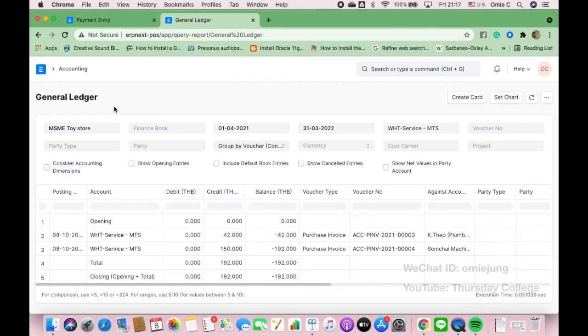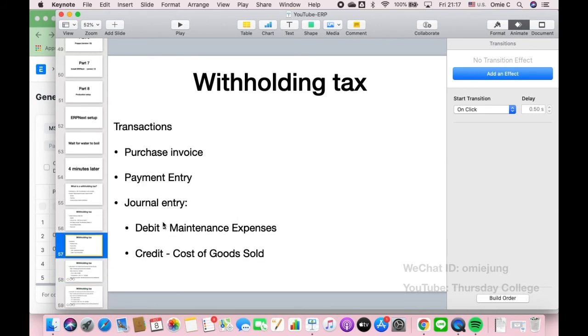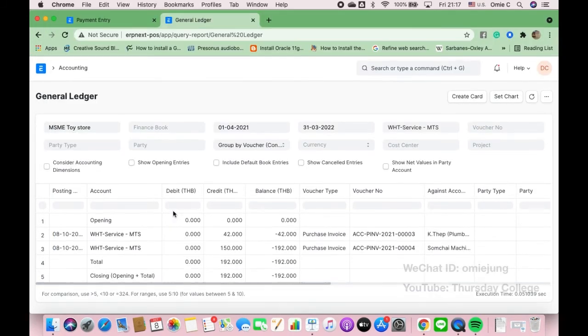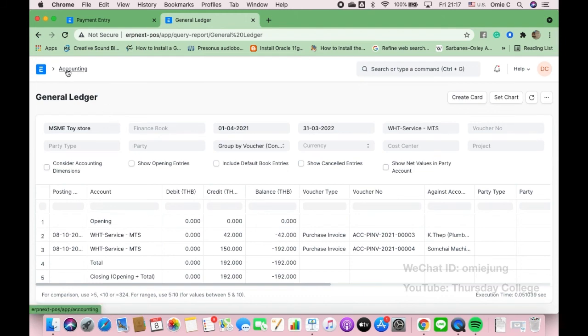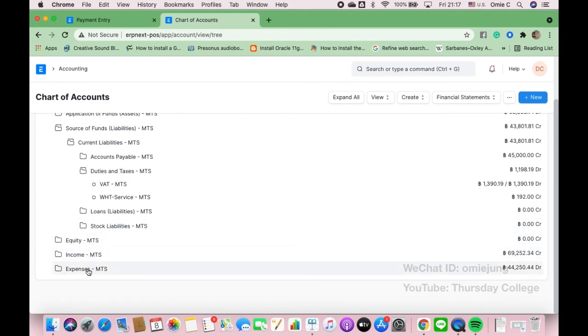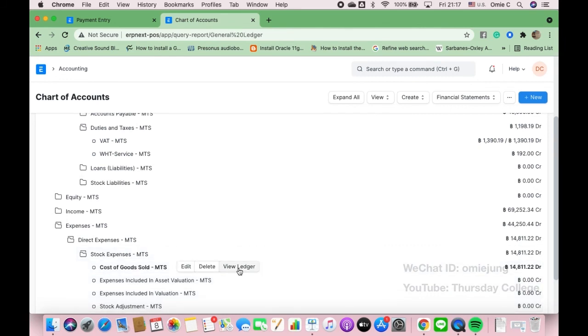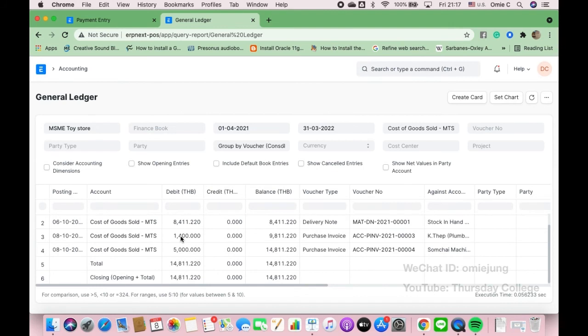So when you pay, you can just do the journal entry. Okay, let's go to the last thing we need to do. We finished the payment already, so the last thing is the journal entry. But before I do the journal entry to move the cost of goods sold from this one, I go back to the chart of account and show you the cost of goods sold is in the direct expense. The cost of goods sold that we have is 14 and then 5,000 baht. This one is on the debit side, so we need to credit these two.